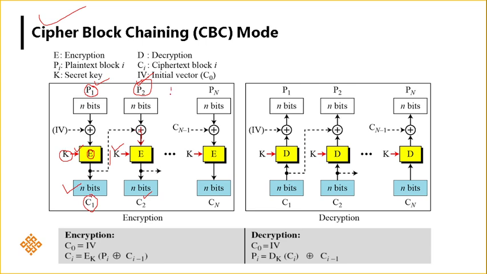Now take the third block of plain text, do the XOR operation with the second block of ciphertext. Whatever the output you are getting, do the encryption with the key, then you will get the third block of ciphertext. Repeat the same process until all the plain text blocks are converted into ciphertext blocks. So this is the encryption technique.